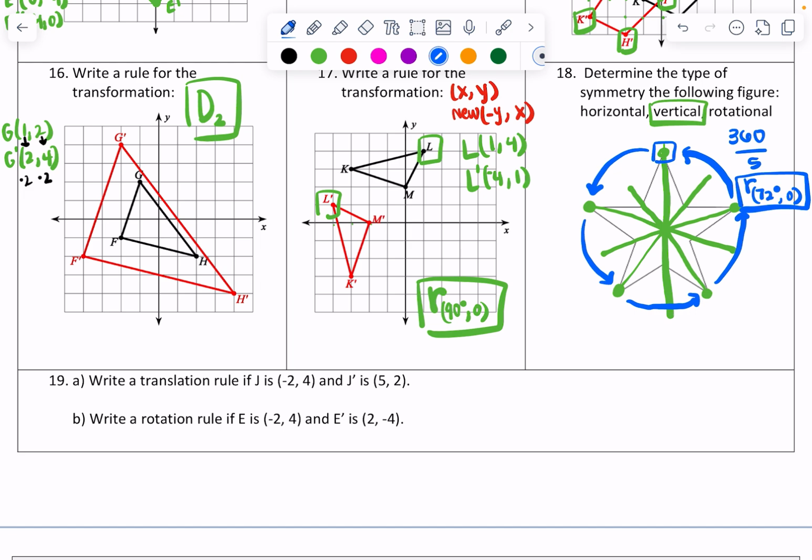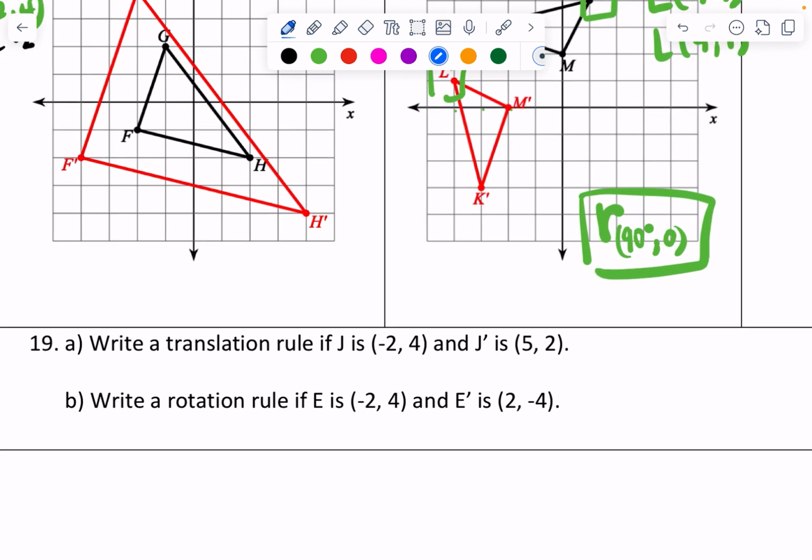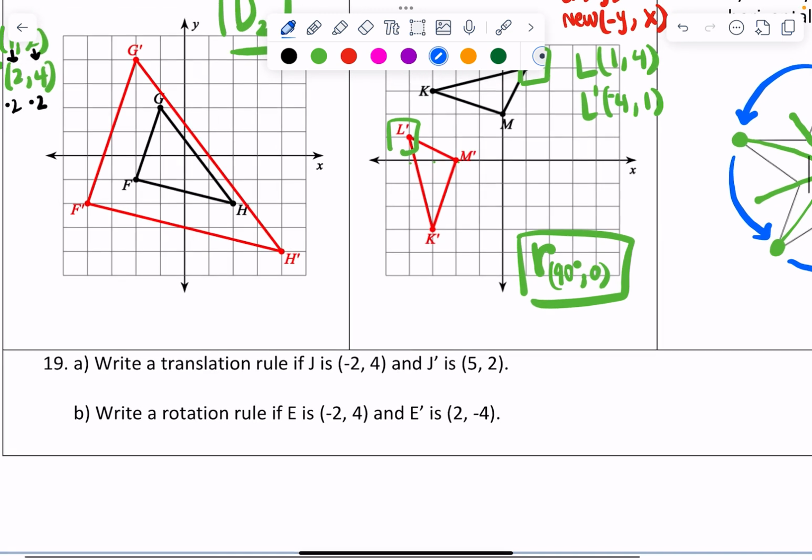All right, and then 19, A and B. In number 19, A, it says write a translation rule if J is negative 2, 4, and J prime is 5, comma 2. So how did we move on the x-axis? We went from negative 2 all the way to positive 5. So how did we move from one x to the next x? Okay, if you're not sure, you can use a number line. If you want to write it as an equation, you can write it as an equation. X plus negative 2 equals 5, and you can figure it out from there.